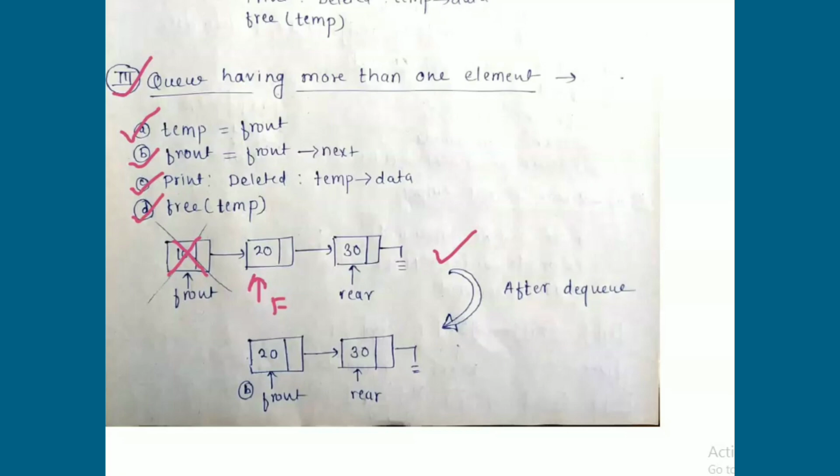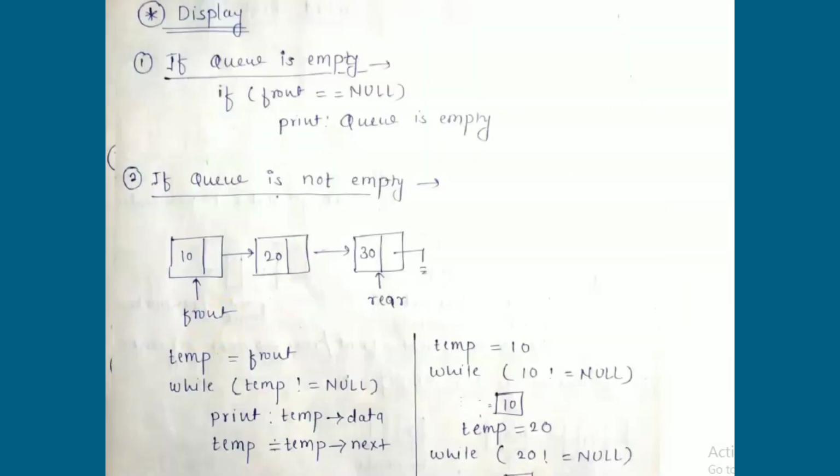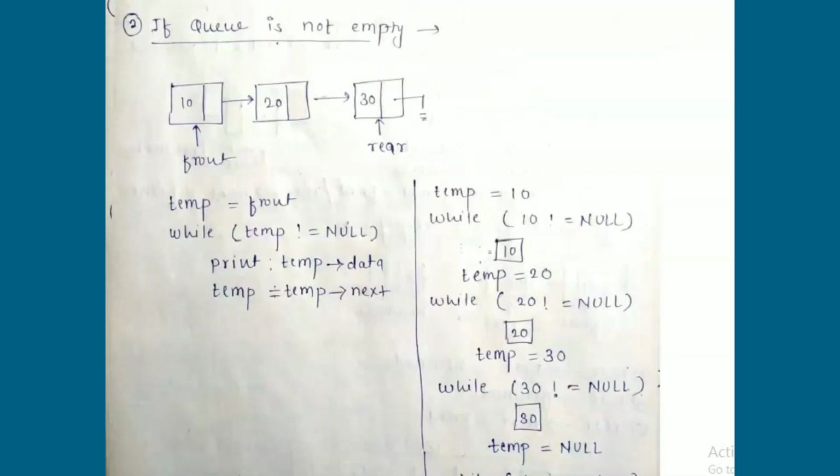Now we will check how to display a queue. When you want to display a linear queue implemented with a linked list, there are two possibilities: the queue is empty, or the queue is not empty. If your front is set to null, you can say that the queue is empty and it is not possible for you to display any data. Now for the second case, where your queue is not empty, you want to perform a traverse operation.